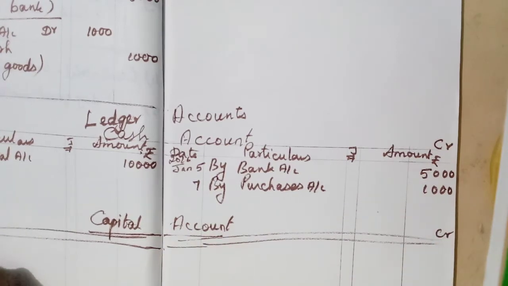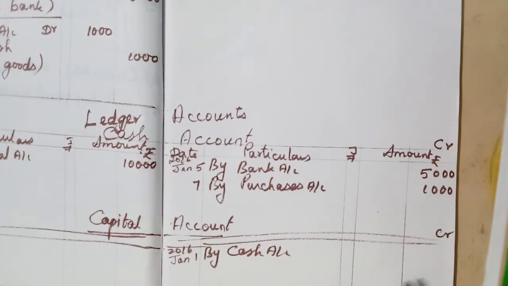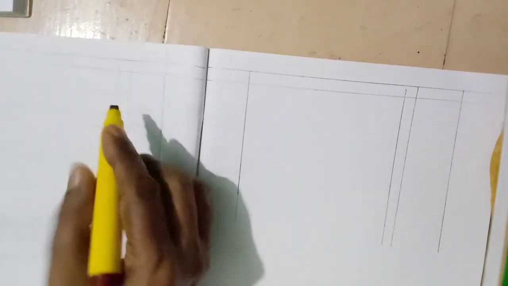So we need to write on the credit side by the debit one, by cash account. Date 2016 January 1. Okay. Amount 10,000. That's all for capital, isn't it? Then bank account. We need to write bank account.